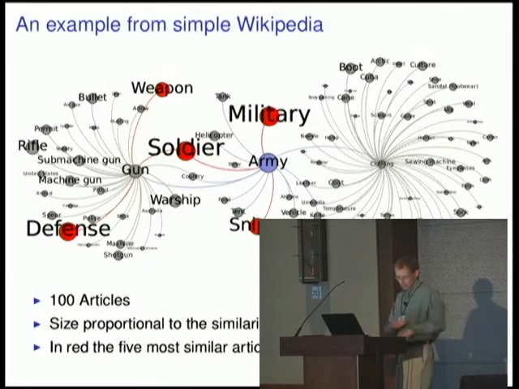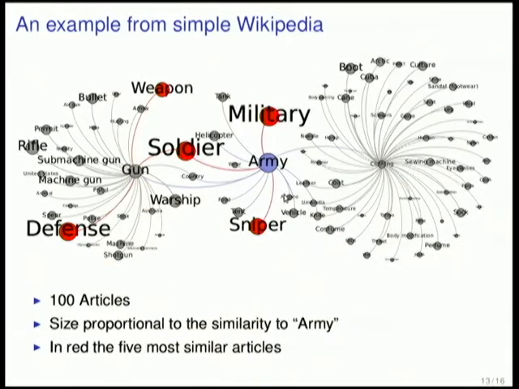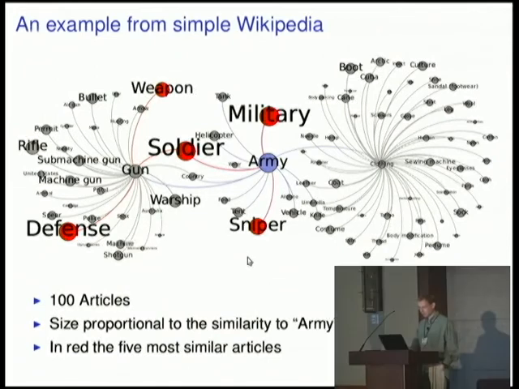So with all these ingredients, we can run some experiments. This is a simple experiment, also using Simple Wikipedia, which is a version of Wikipedia with a lower complexity. In this experiment, we are taking 100 articles. We start with Army, and we collect in a breadth-first way 100 different articles. Then we compute the LSA representation for each of these. And in this plot, the size is proportional to the similarity. So you see some of them are very unrelated to the original one.